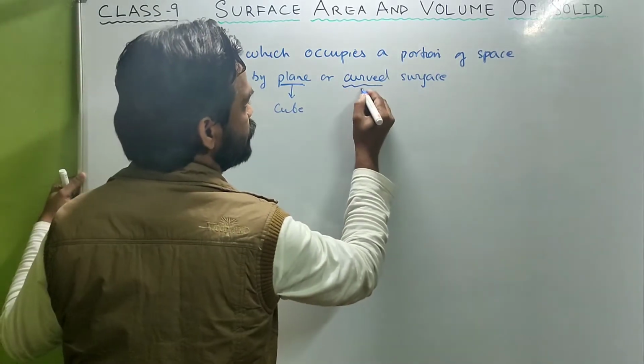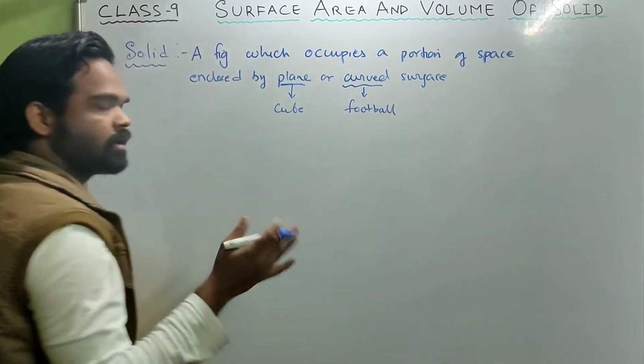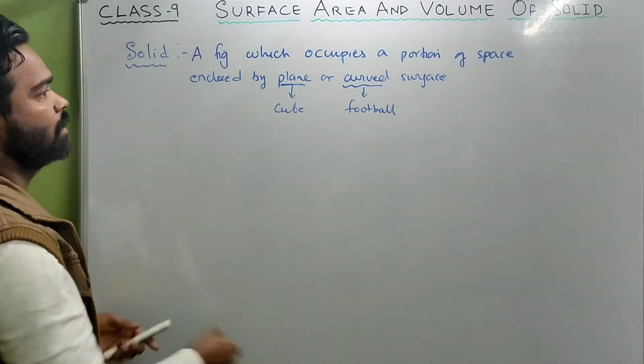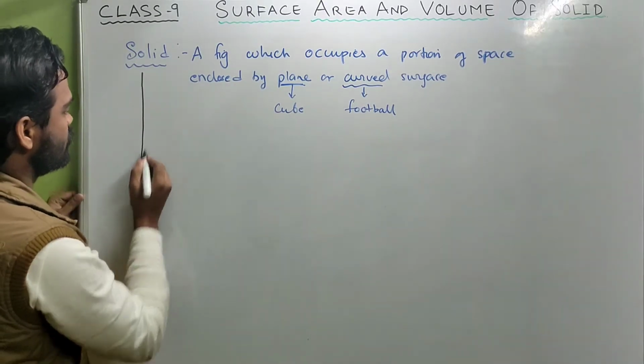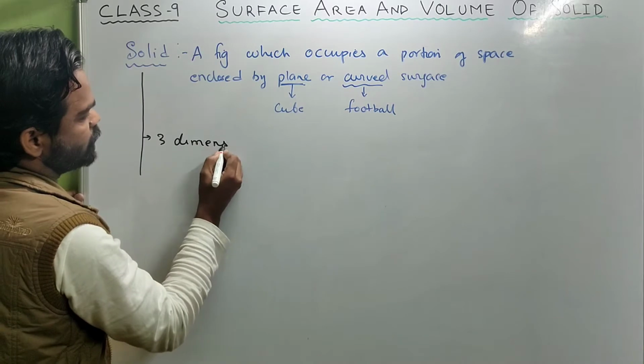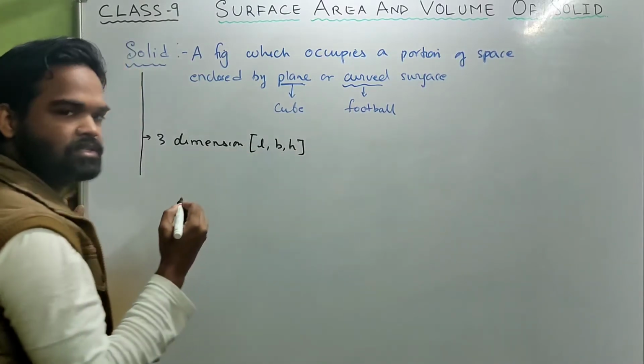But if you see a football, that's bounded by curved surface. So both are solid figures, isn't it? And solid figures, we know, have three dimensions, basically length, breadth, and height.